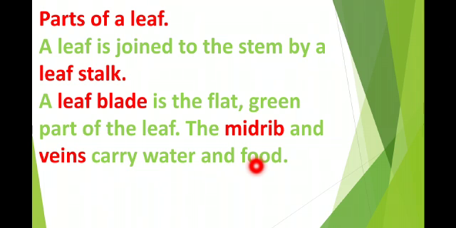I am repeating parts of the leaves. A leaf is joined to the stem by a leaf stalk. A leaf blade is the flat green part of the leaf. The midrib and veins carry water and food.